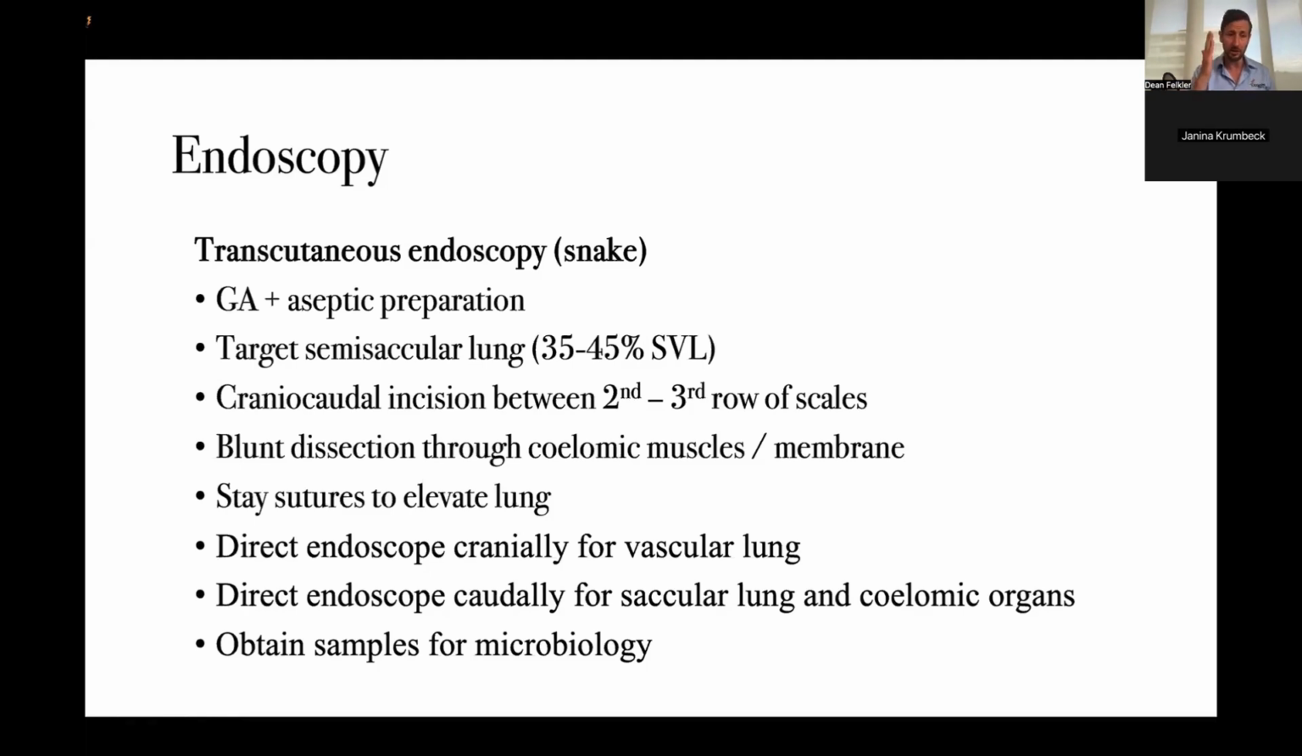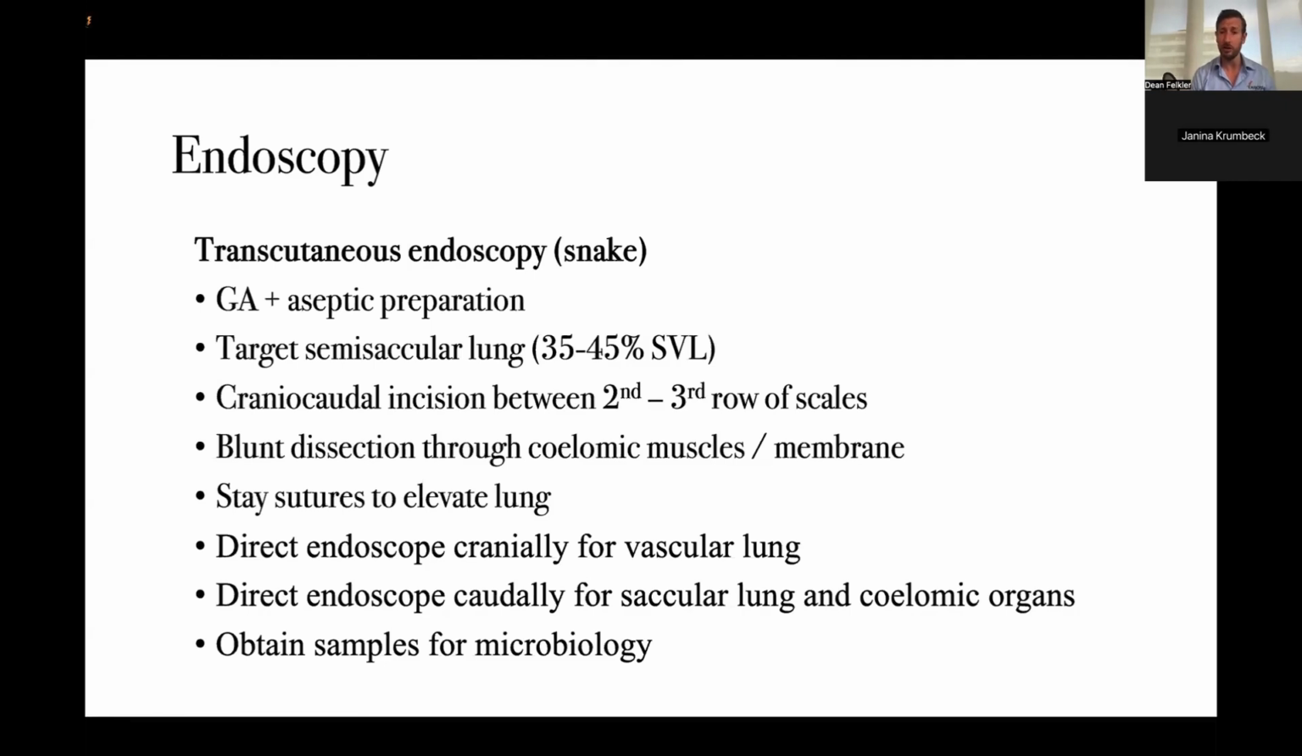and you want to be targeting the middle part of the lung, which is the semisaccular part. The cranial part is where gas exchange takes place, and that's the vascular part of the lung. And then the caudal aspect is the saccular part, which is avascular, and it's thought to be used for buoyancy in aquatic snakes and just as a gas reserve in other snakes as well. So you want to be going for that junction in the middle, and that is roughly 35 to 45% of the snout to vent length.